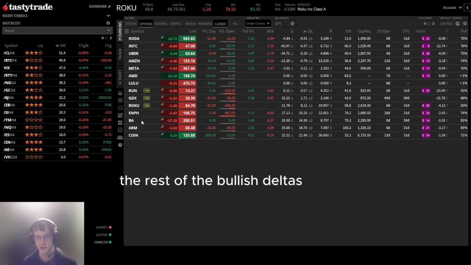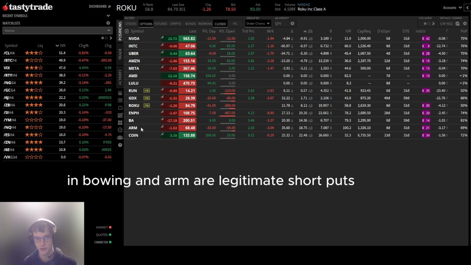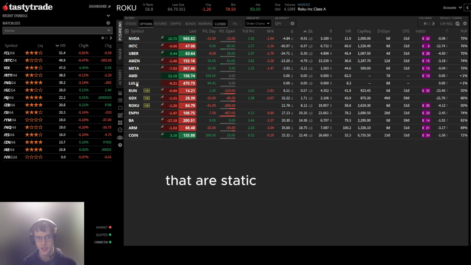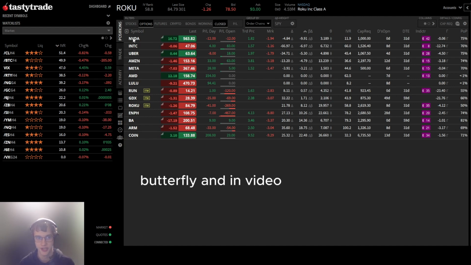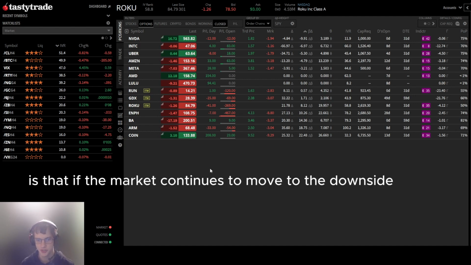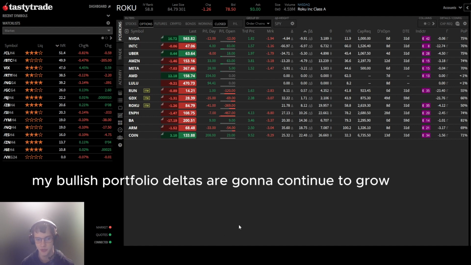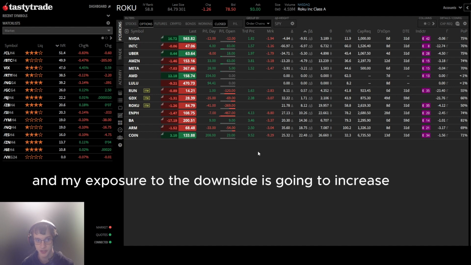The rest of the bullish deltas in Boeing and ARM are legitimate short puts that are static, but a lot of the bearish deltas in my portfolio, my broken wing butterfly in NVIDIA, my short calls in Intel and Uber, my short vertical spread in Meta, they're all static positions. So what that means for me is that if the market continues to move to the downside, my bullish portfolio deltas are going to continue to grow and my exposure to the downside is going to increase.